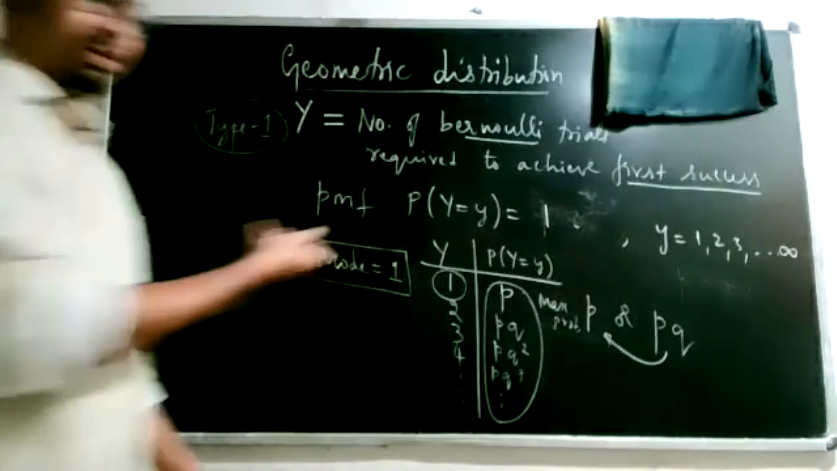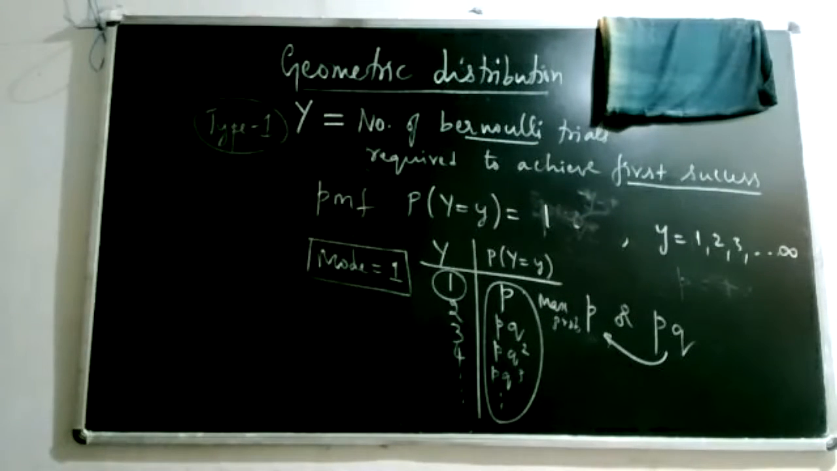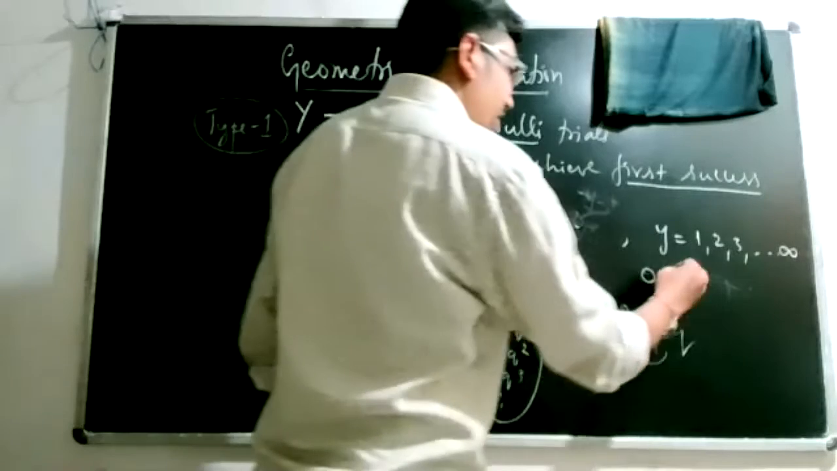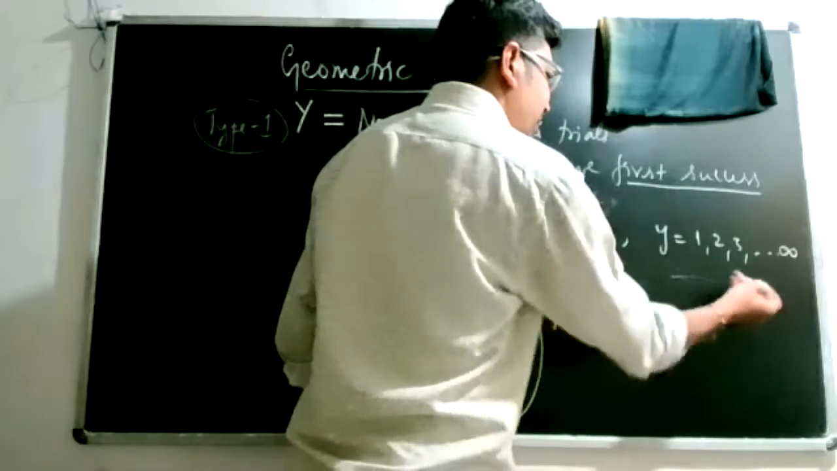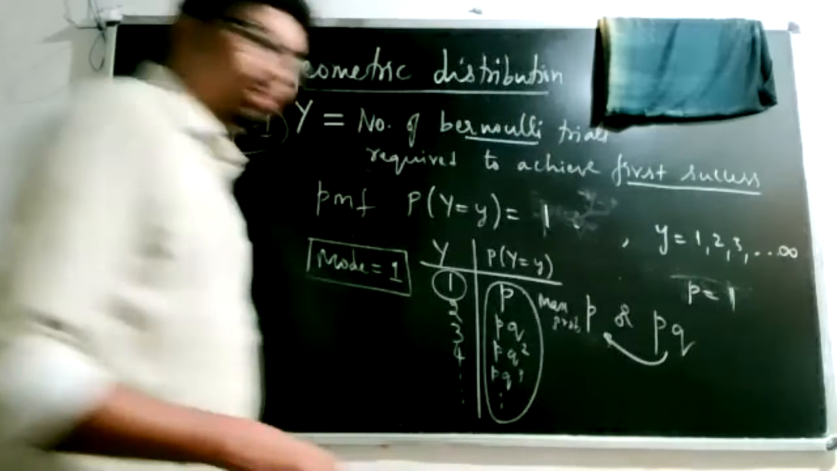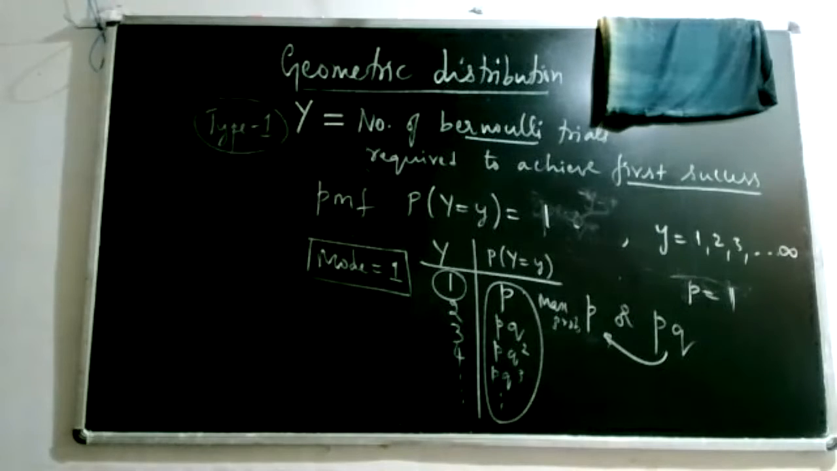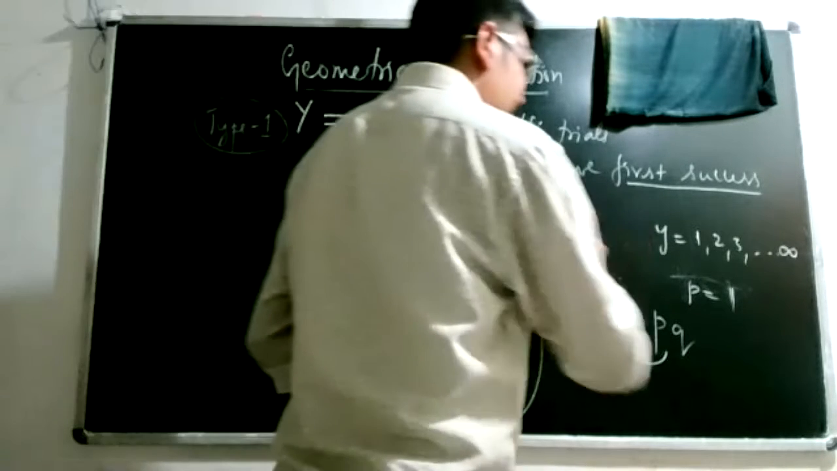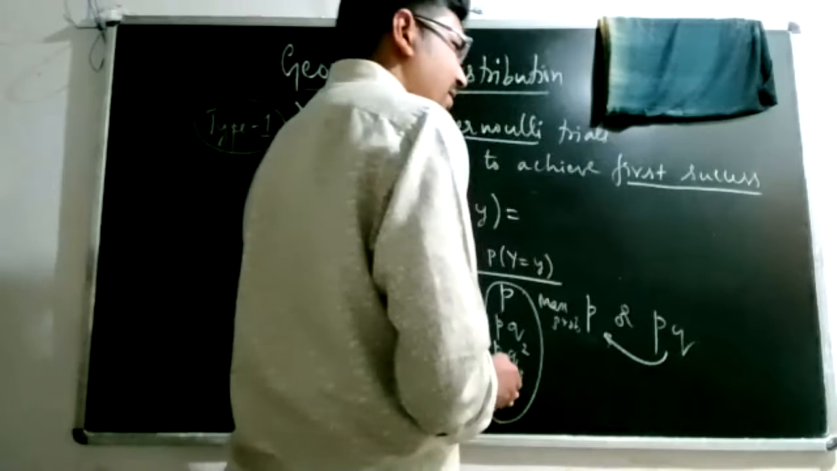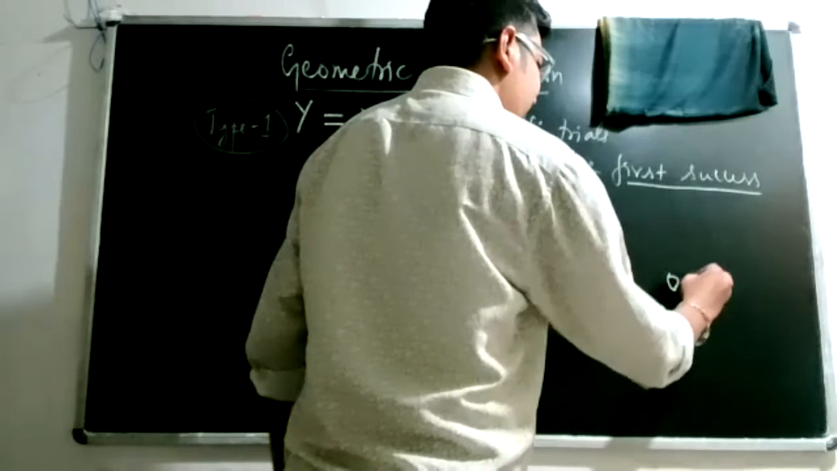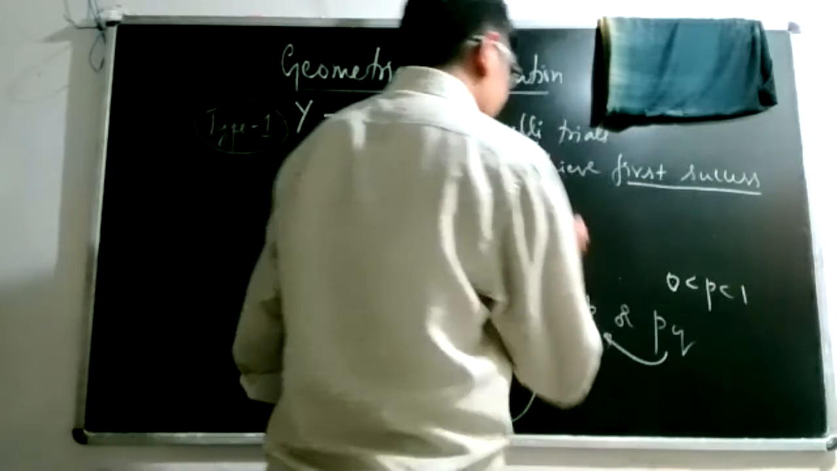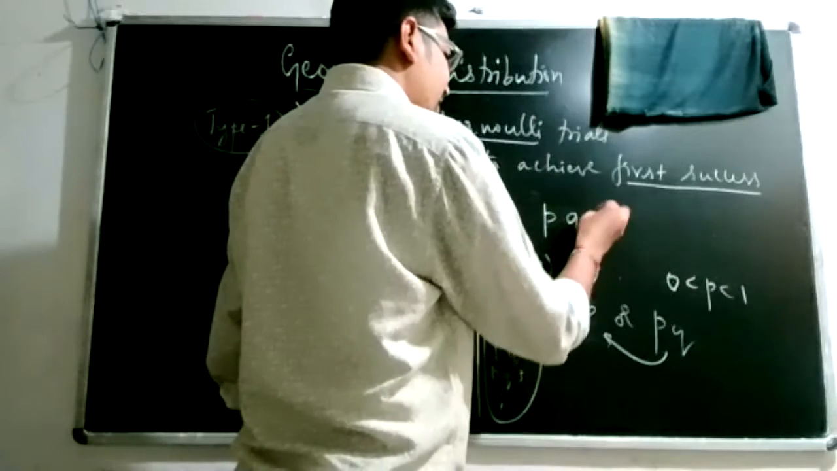Why do you need Y? Why do you need PMF? Why do you need mean and variance? And why should I write 0 less than P less than 1? I can just say P is equal to 1. Who said P is equal to 1? Did I ever say P is equal to 1? We said success. Number of success is indicated by 1, not P. P is probability of success.